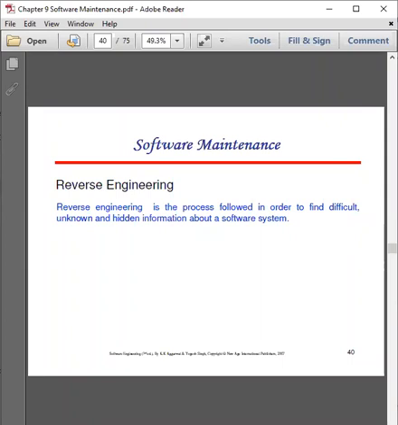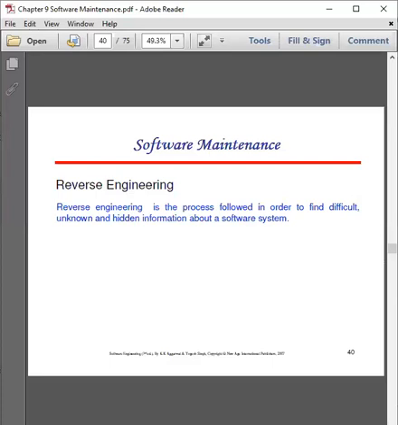Reverse engineering is the process followed in order to find difficult, unknown, and hidden information about a software system. Software reverse engineering is the process of recovering the design and the requirement specification of a product from an analysis of its code. The purpose of reverse engineering is to facilitate maintenance work by improving the understandability of a system and to produce the necessary documents for a legacy system.